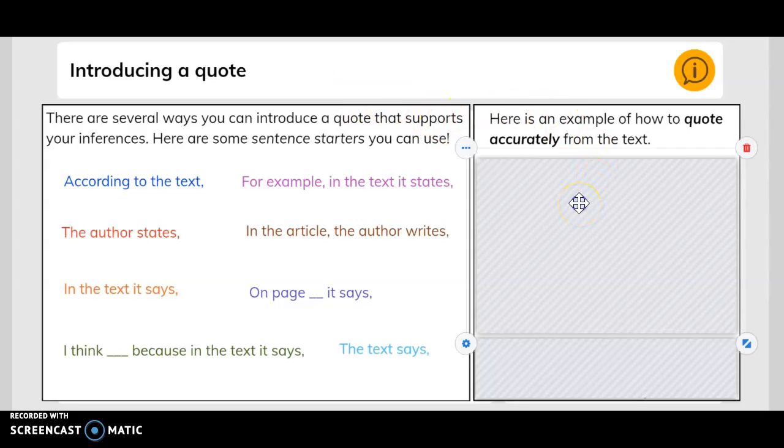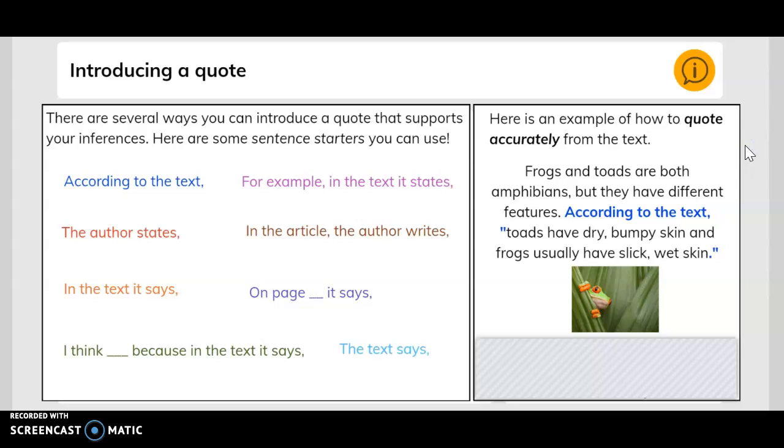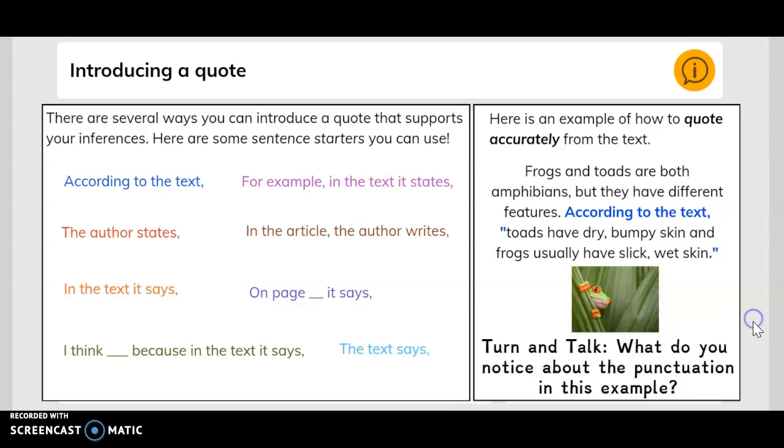Here's an example of how to quote accurately from the text. Frogs and toads are both amphibians, but they have different features. According to the text, toads have dry, bumpy skin, and frogs usually have slick, wet skin. Turn and talk. What do you notice about the punctuation in this example? I'll give you a few moments on that.